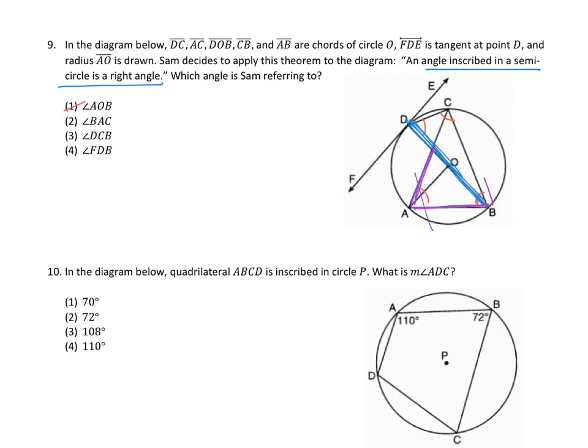However, if I look at B going towards C, that's here, and then follow C towards D, that's here. This, ladies and gentlemen, is an inscribed angle in a semicircle. So we're looking for angle DCB, which is choice 3.